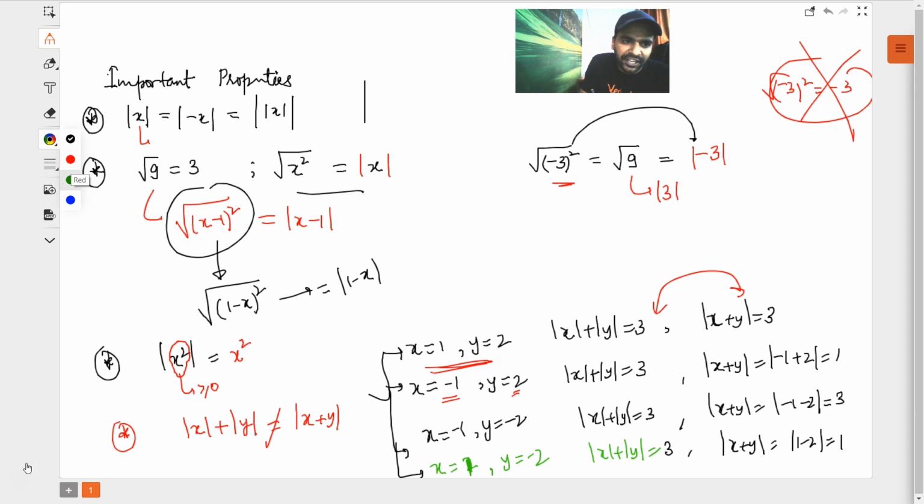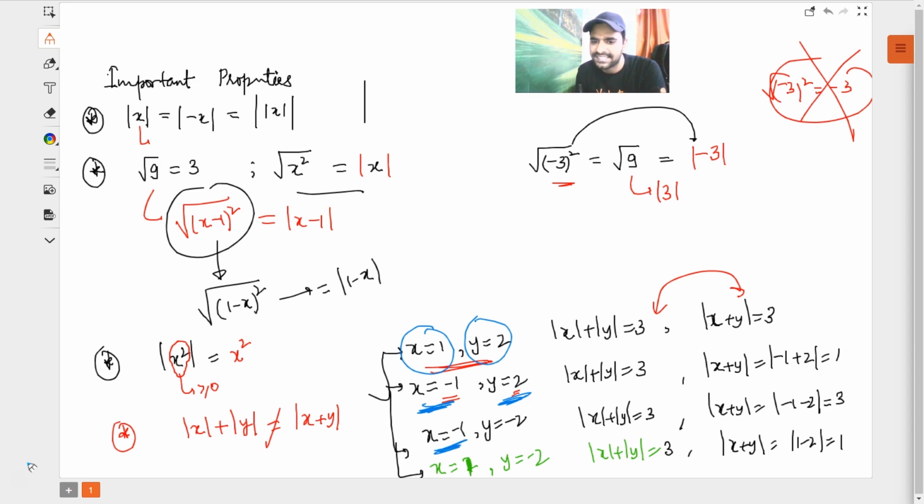What I did was take 4 cases over here. One is in which both x and y are positive. Another case is in which x is negative and y is positive. The third case is both negative, that is, x is negative and y is also negative. In the fourth case, I have taken x as positive and y as negative. I want to take all of the cases which are possible for adding moduluses.